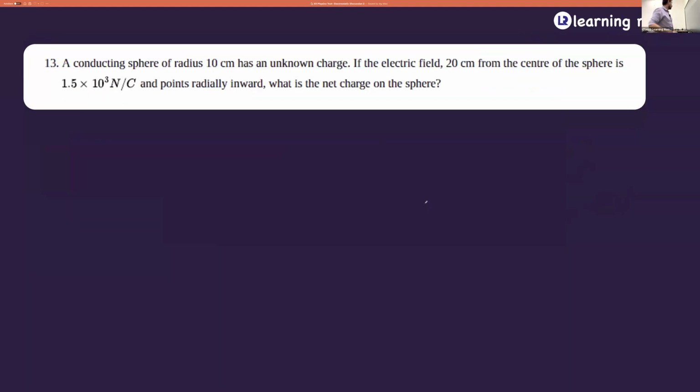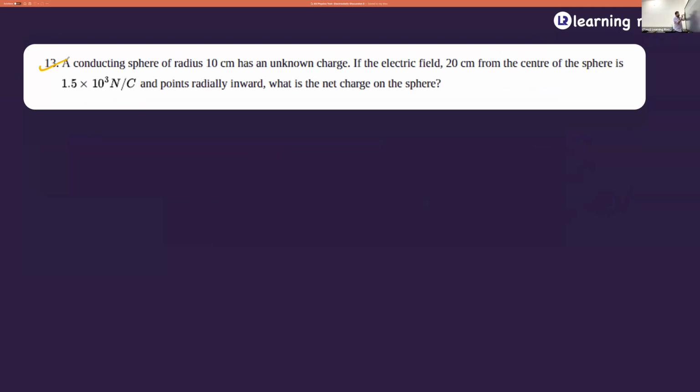Okay. So what is the answer for this one? This is also a textbook problem only. A conducting sphere of radius 10 centimeter has an unknown charge. If the electric field 20 centimeters from the center of the sphere is 1.5 into 10 power 3 Newton per coulomb, and it points radially inward, what is the net charge on the sphere? So radially inward indicates negative charge. So what is the net charge on the sphere?